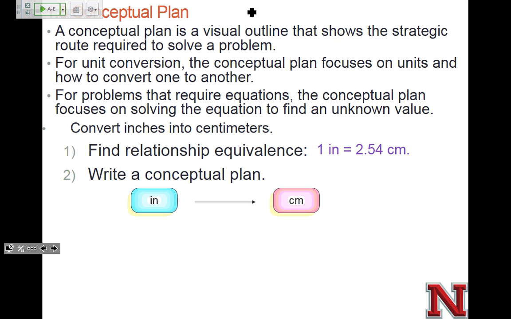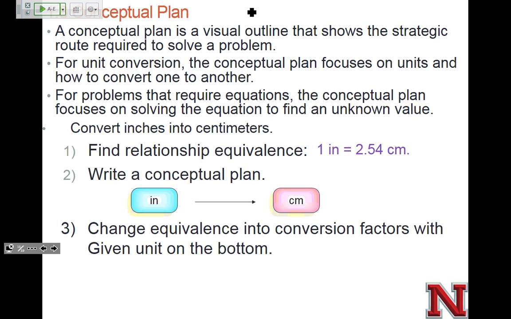So I have that relationship. My plan would be, I want to take inches to centimeters. And if inches are at the top, then that means my conceptual plan will put my inches at the bottom so it can cancel out. Again, it seems a little easy when we're just doing one simple conversion, but as it gets more complicated, this will help. It's not something you necessarily have to do, but it can help you if you're having problems.